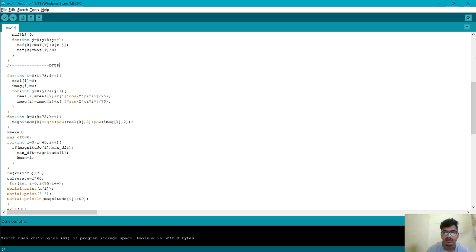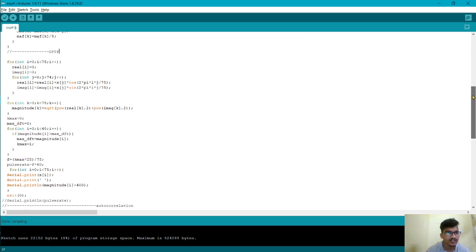Now finding out the magnitude of the output function, we get the magnitude of k is equal to square root of real square plus imaginary square. This is how it is written.